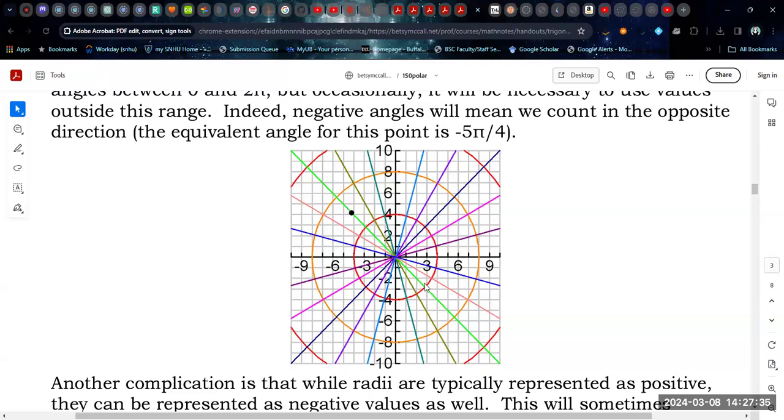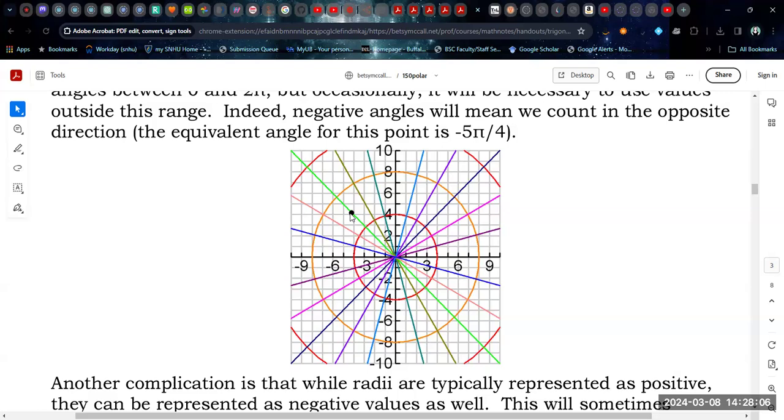So I can use this angle negative pi over 4 or 7 pi over 4, however you want to represent that. But then a positive angle, positive radius would go outward from the center in that coordinate direction into that fourth quadrant. But if I had a negative radius value, stay on that same line, but go in the opposite direction, that will still get me to this point in the plane.